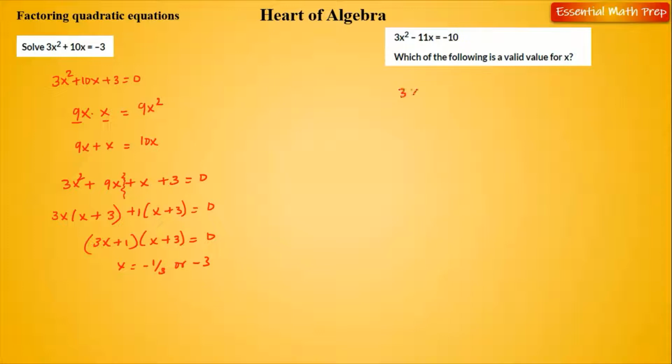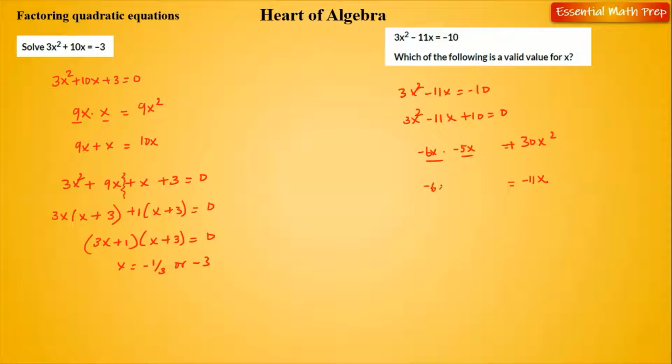3x squared minus 11x equals negative 10. Just like how we did in the previous problem, we can add 10 to both sides, which would lead us to the following expression. We want 30x squared when we multiply, but then when we add or subtract, we need to get negative 11x, right? How could we do that? Well, if you multiply negative 6x times negative 5x, then you end up with plus 30x squared.